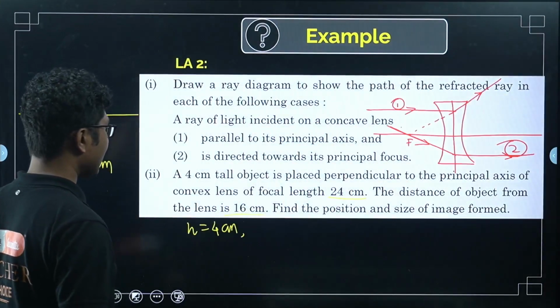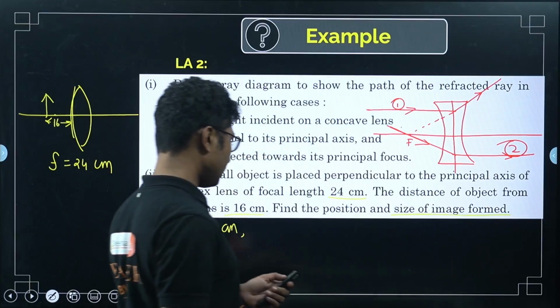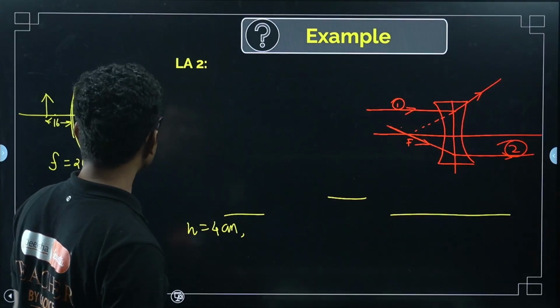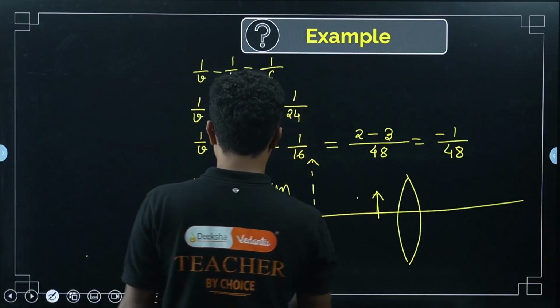So what else have they said? Find the position and size of the image formed. Size of the image also you have to find. What is the size of the image? Size of the image is given by magnification.